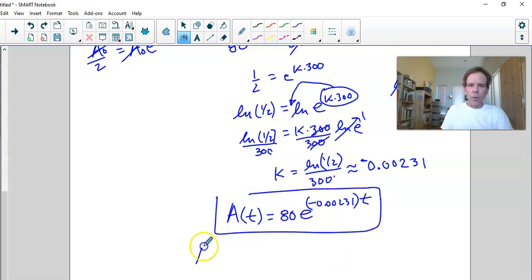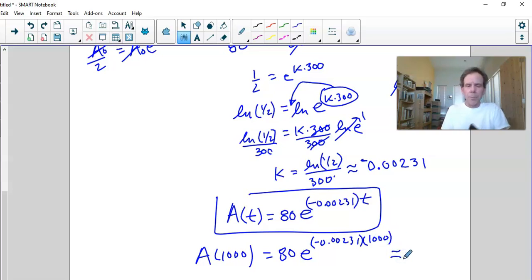Now we want to know A at 1,000. So let's put 1,000 in for the time. 80 times e to the negative 0.00231 times 1,000. And I'm going to get an approximation here. Let's see what we get. It better be between 5 and 10, right? Otherwise, we did something wrong, or I did something wrong.